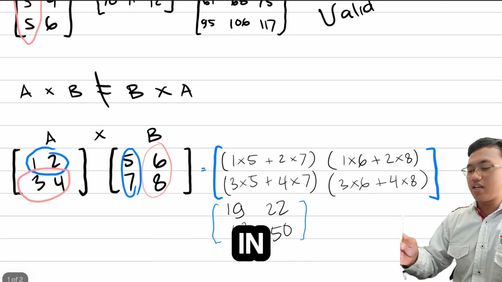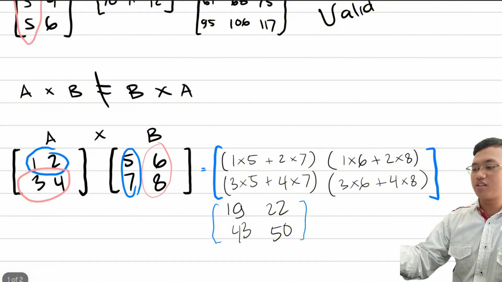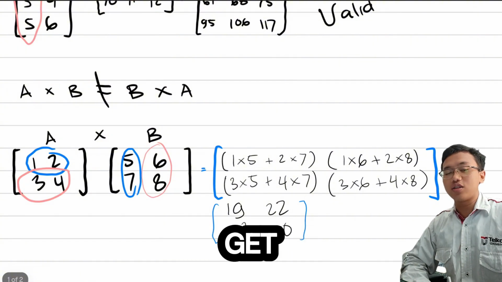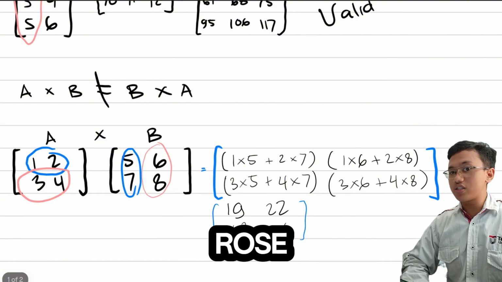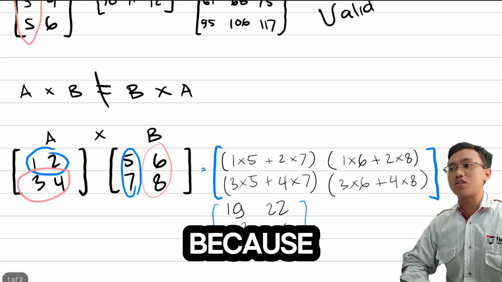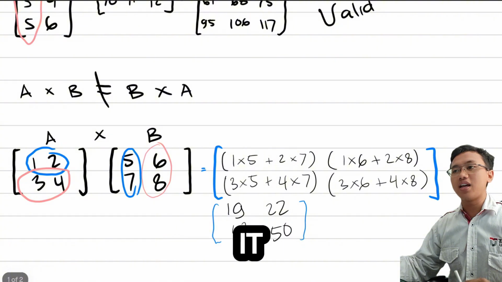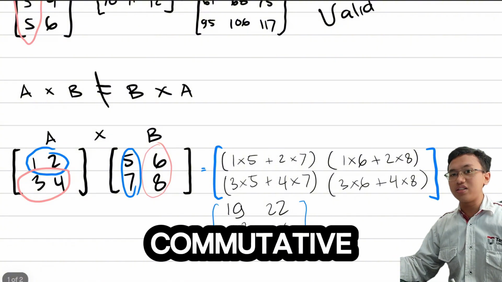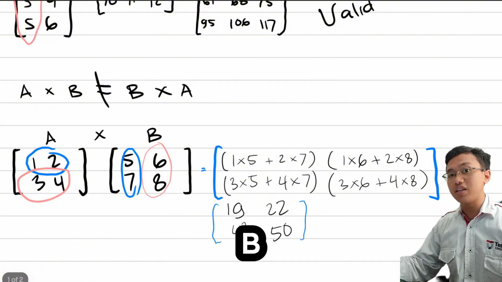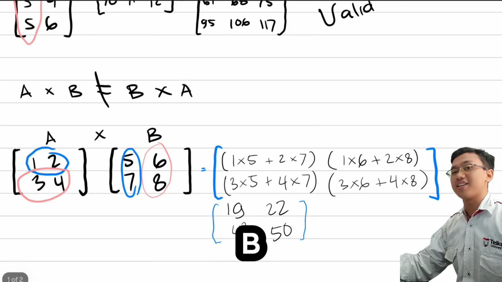Remember, in matrix multiplication, do not get confused about which one is rows and which one is columns, because if you switch them, you will get the wrong answer. And one more time, it is not commutative. A times B is not the same as B times A.